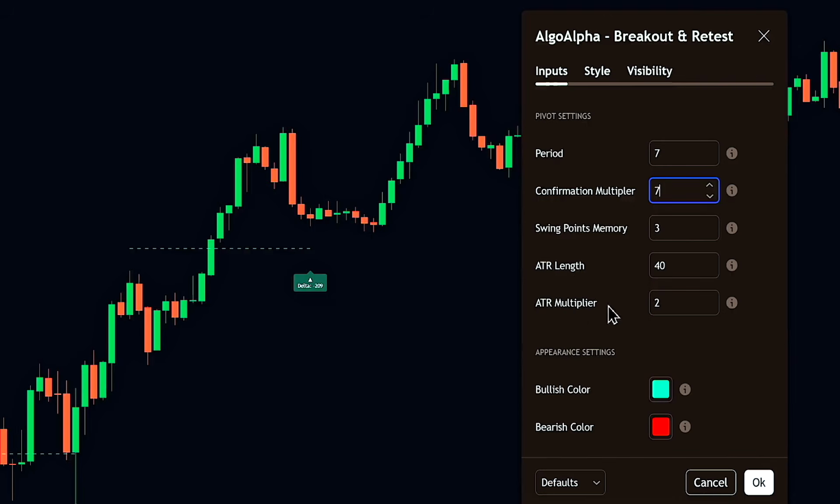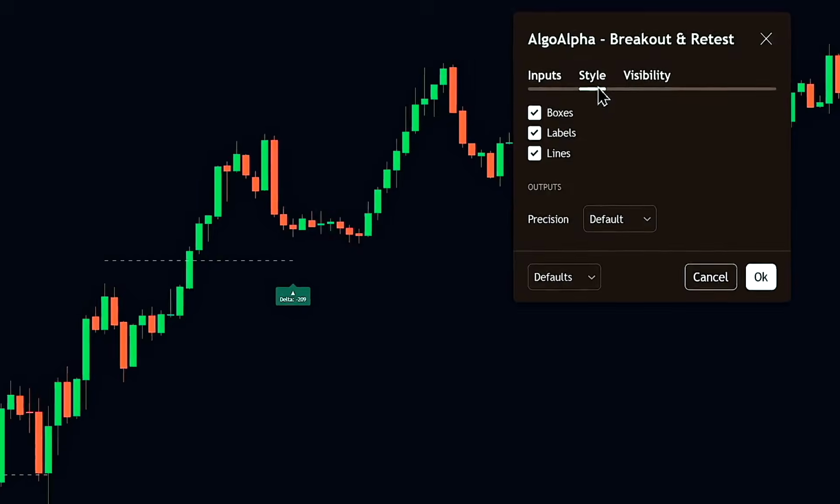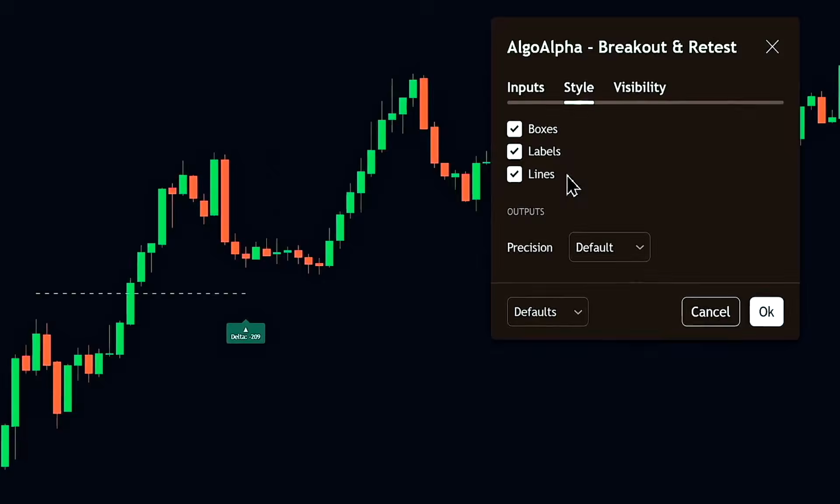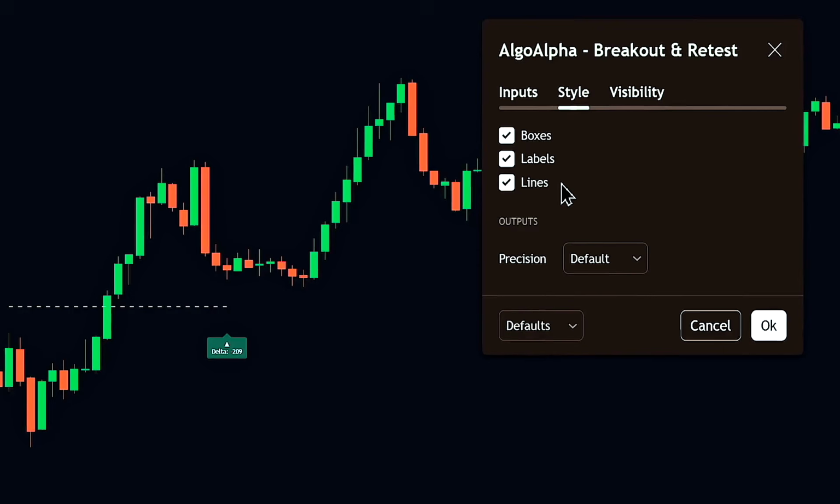It's used to calculate tolerance. You'll also see a multiplier here. I've got mine at 2. The higher the number, the smoother the tool becomes. You can also tweak the colors for bullish and bearish volumes if you want. Under the Style tab, you can toggle different display options on or off. After you set everything up, click OK.